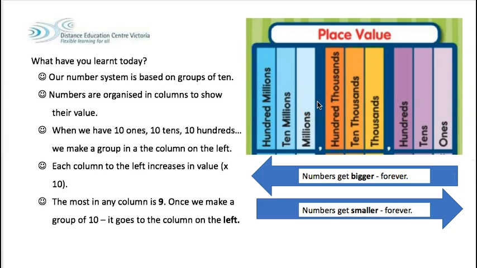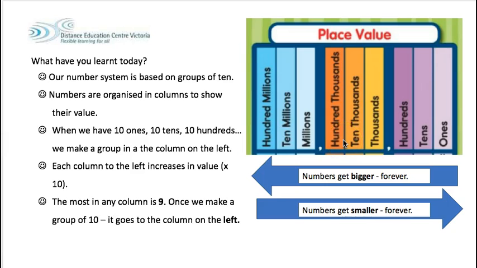Now let's think about what you already know about the number system. You should know, think about it, our number system is based on groups of 10. Our numbers are organised in columns to show the value of each digit. When we have 10 ones, we change it to one 10. When we have 10 tens, we change it to 100. When we have 10 hundreds, we change it to 1000. So that goes on and on and on. And every time we make a group of 10, it goes into the next column. Every column is 10 times more than the previous column.